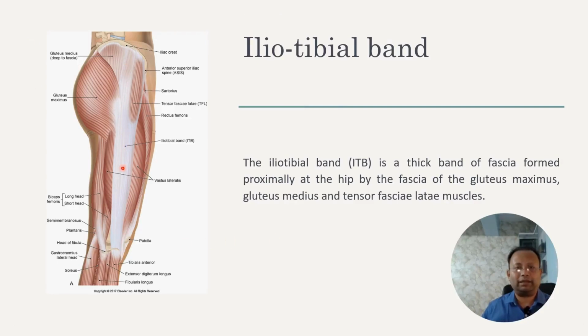Another important structure is the iliotibial band, and iliotibial band syndrome is a known morbidity. The iliotibial band is formed by the fibers of the gluteus maximus and tensor fascia lata. Of course, some fibers from gluteus medius also form the iliotibial band. We will see this structure.